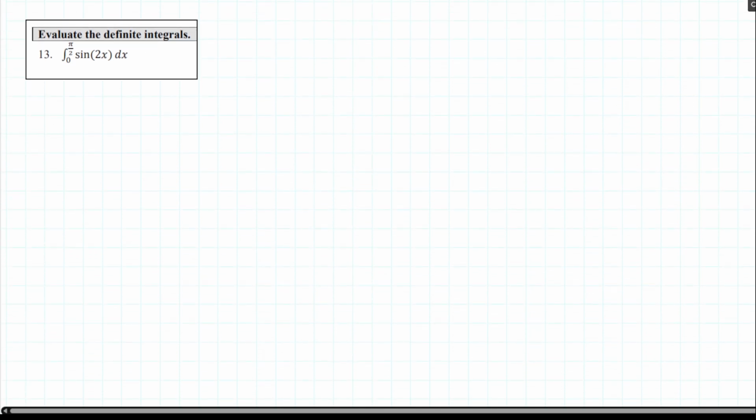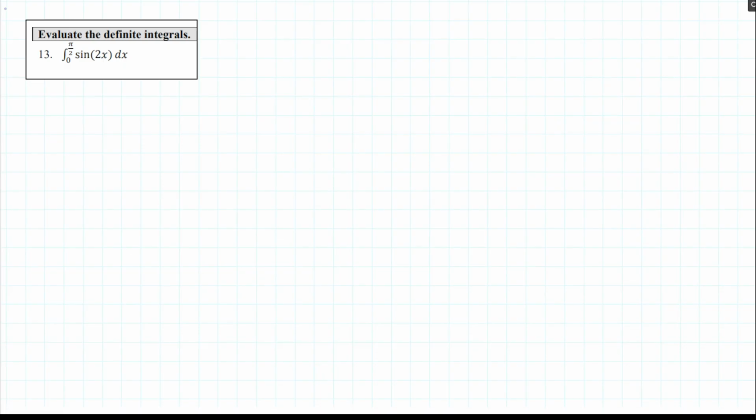Let's see this problem. We have the integral from 0 to pi over 2 of sine 2x dx. You can choose u equal to 2x, then du equals 2 dx, right? Then dx equals du over 2.